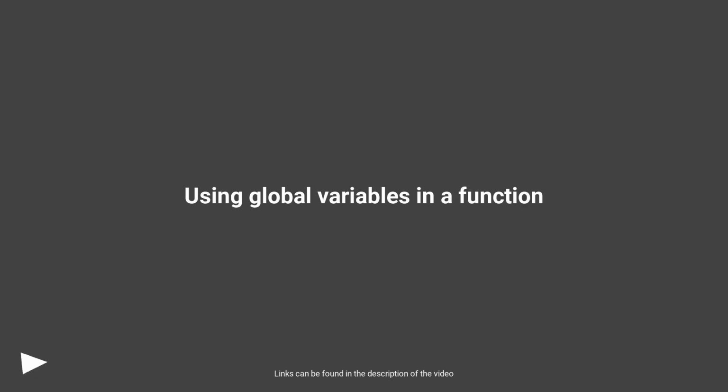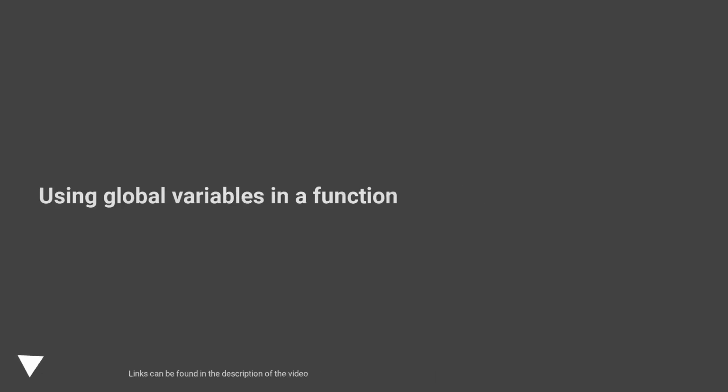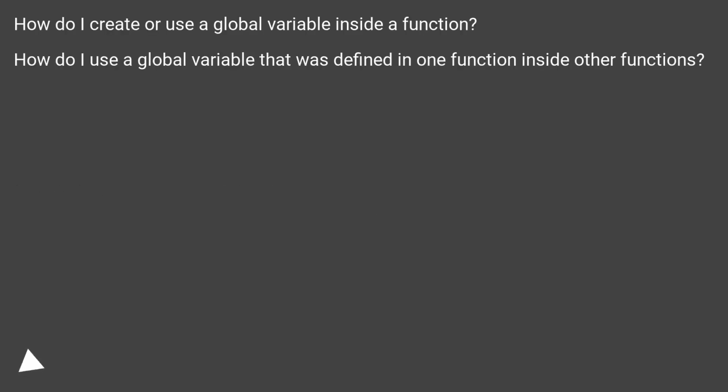Using global variables in a function. How do I create or use a global variable inside a function? How do I use a global variable that was defined in one function inside other functions?